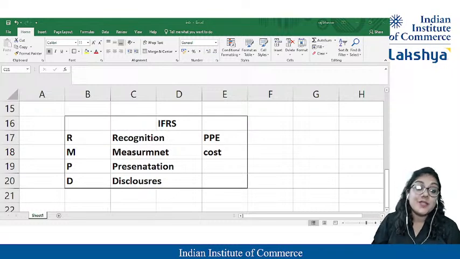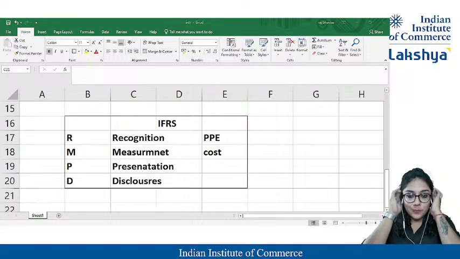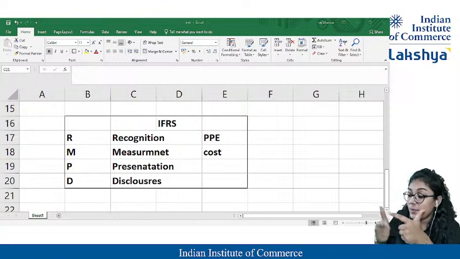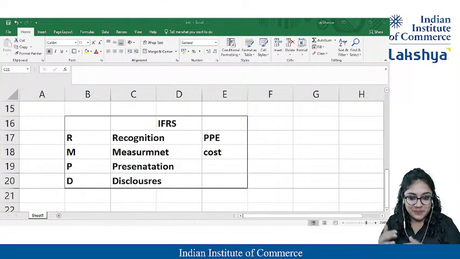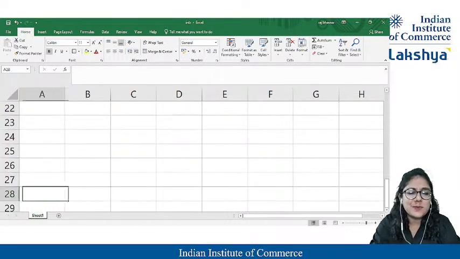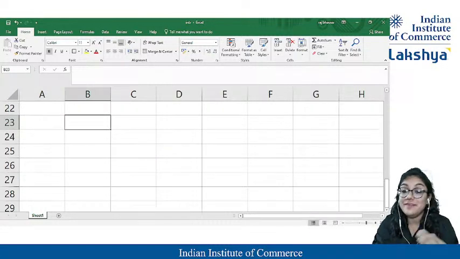Yes, ma'am. So there comes the disclosure, which again becomes the most important thing. So if I am telling about the IFRS, RMPD is the best criteria, that is recognition, measurement, presentation and disclosure. If I go on further with the IFRS, let us quickly revise, and then we'll go with our course content. What are we going to understand?